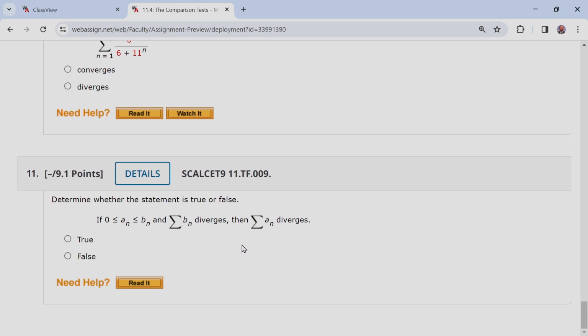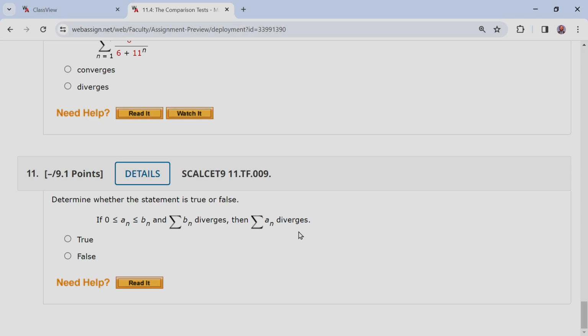This is the last one. So the BNs are the big ones. If the BNs diverge and the ANs diverge, don't know for sure, right? Because if the BNs diverge, maybe the ANs diverge, but maybe the ANs converge, and there's just no way of knowing, right? Because smaller than infinite could be infinite or could be finite. There's just no way of knowing. And so, once again, hammering down this subtlety of the comparison test.